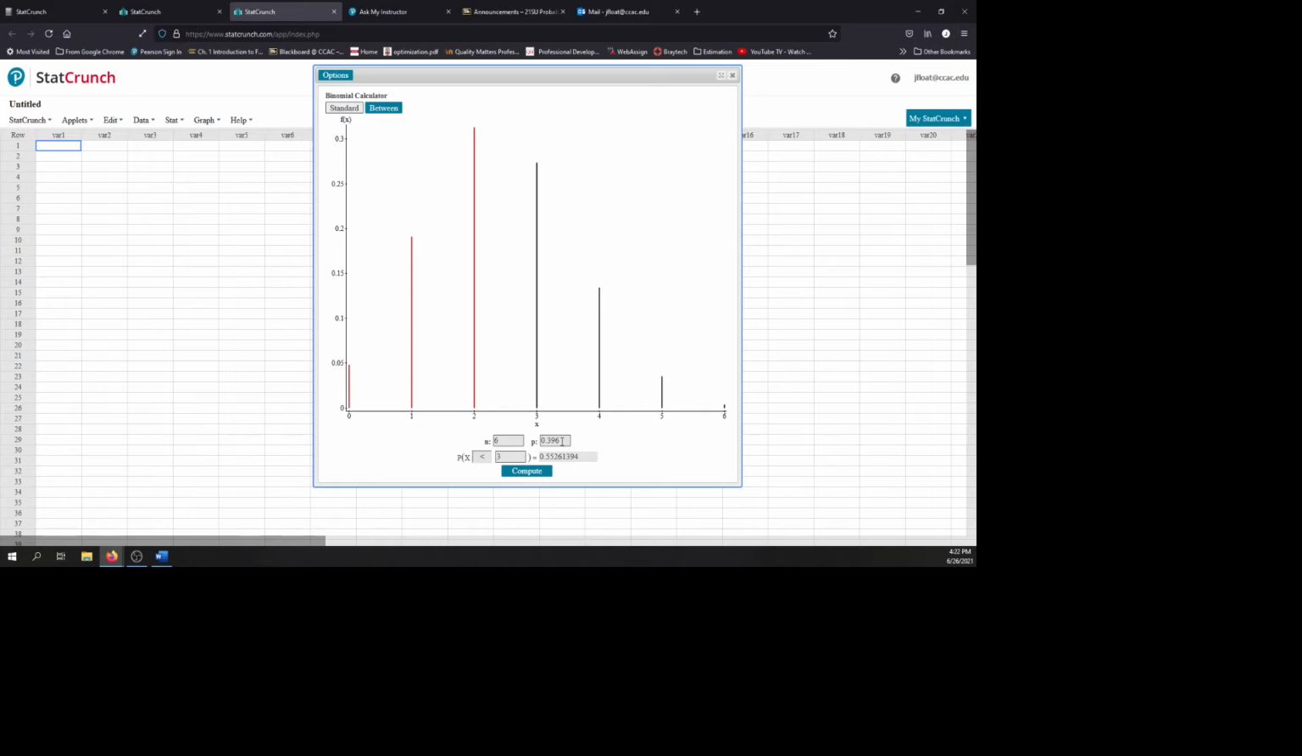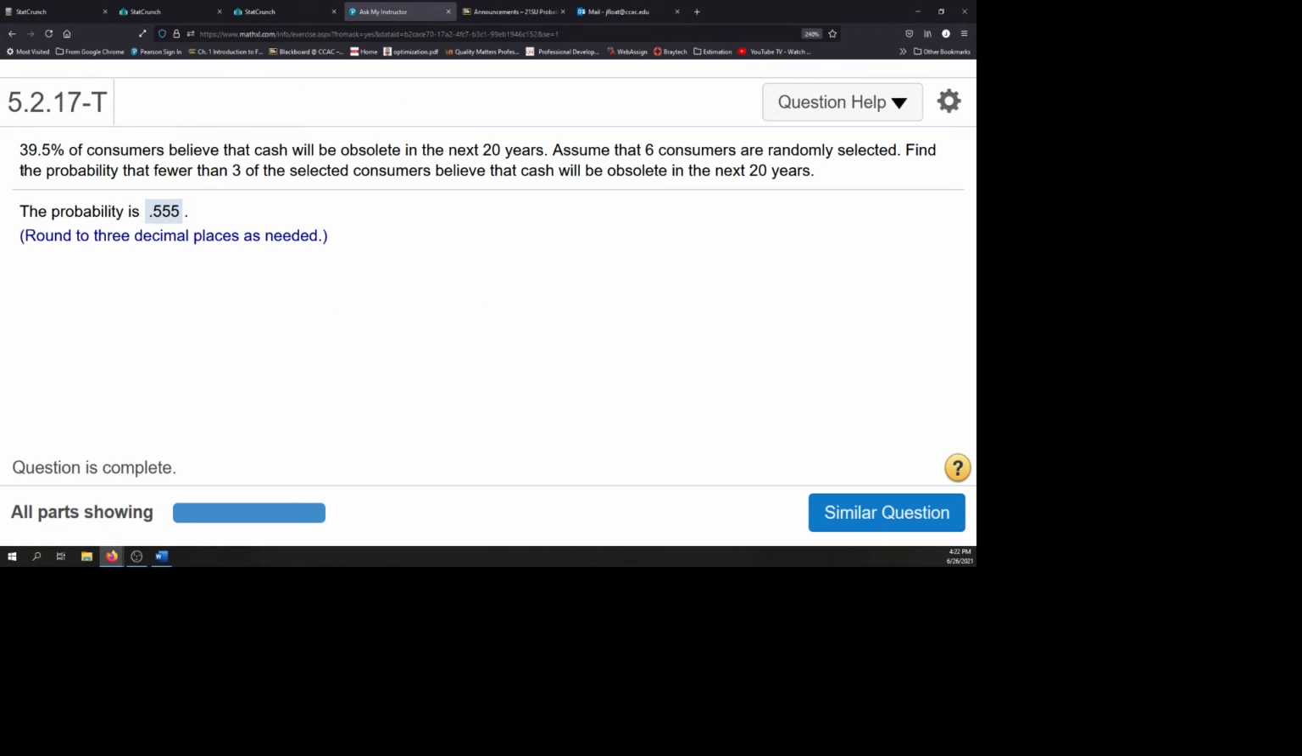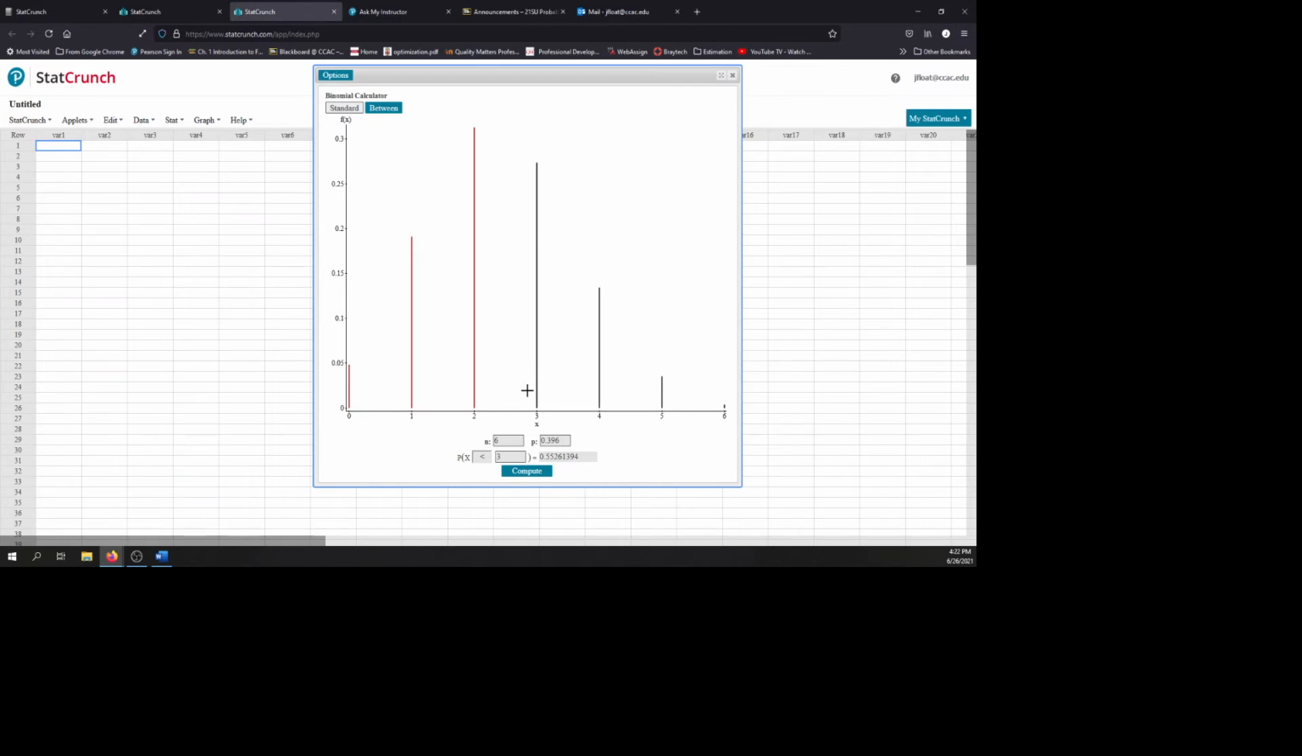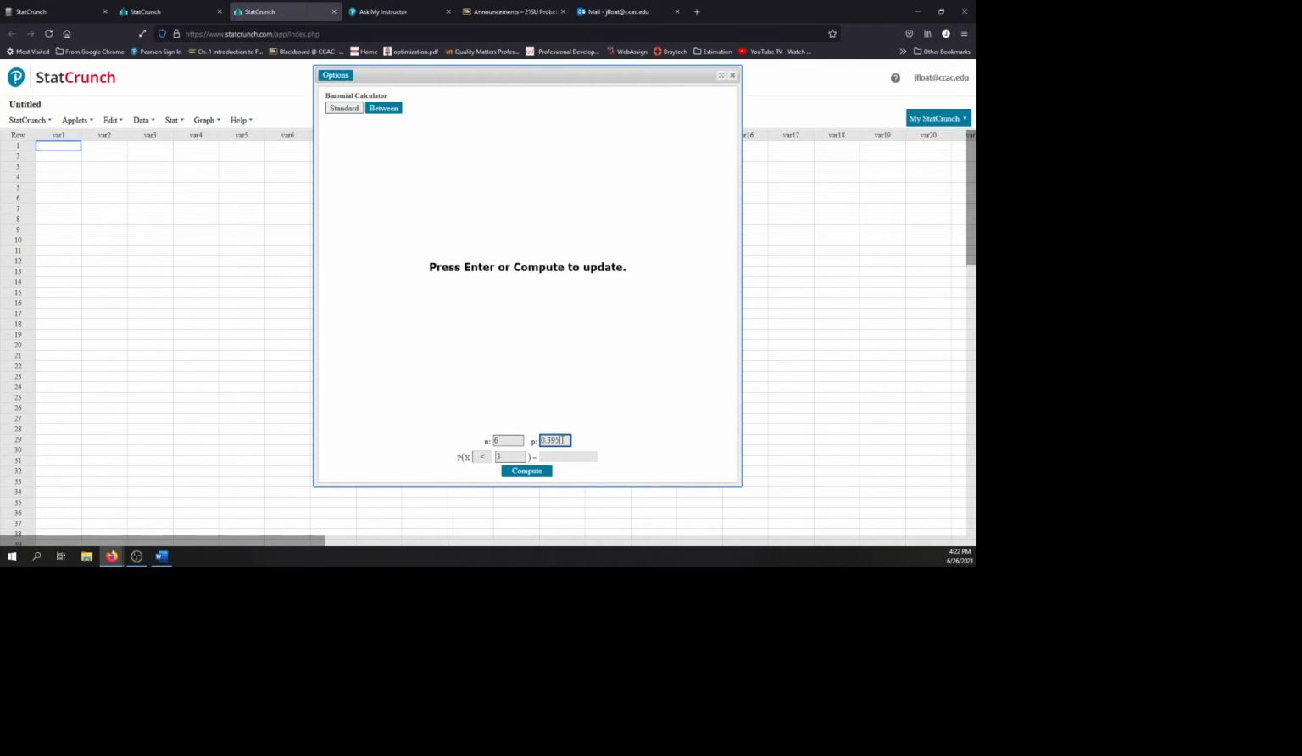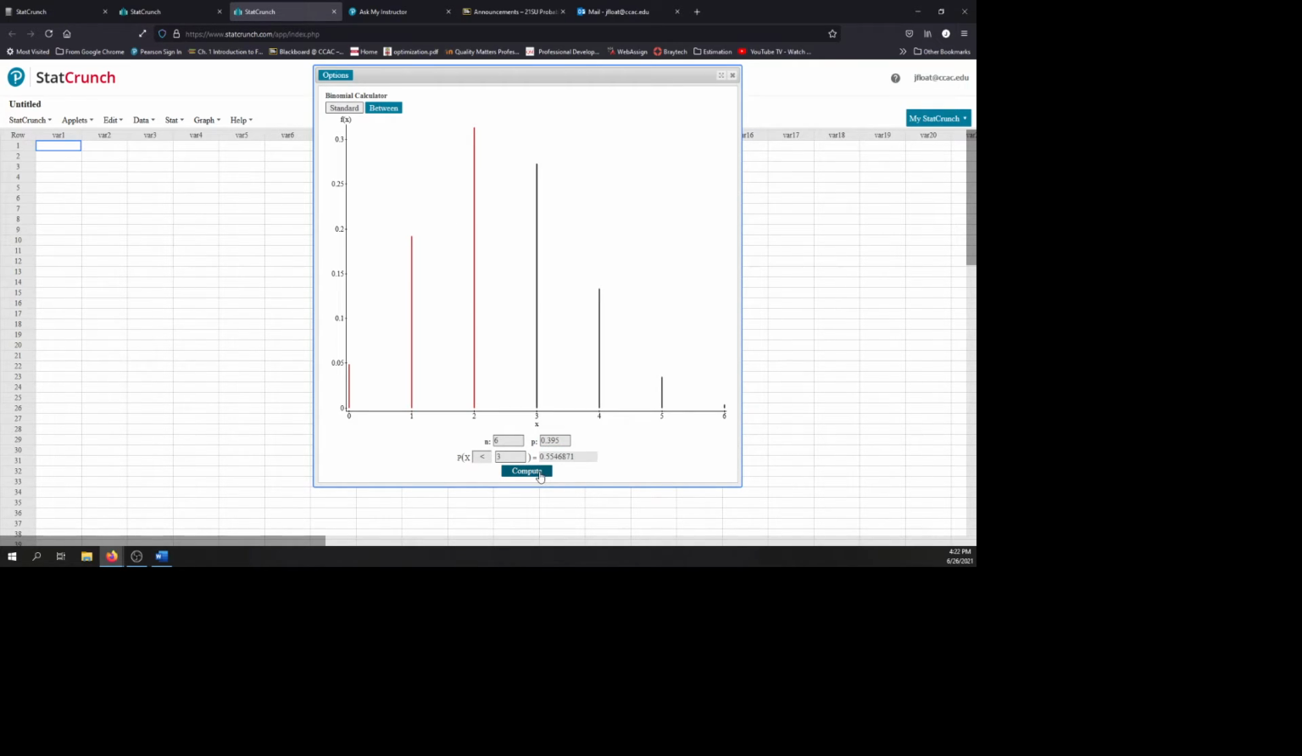Here's our answer. In fact, was it 0.36 or 0.395? So let me fix that real fast, because that will get you a wrong answer. There we go. So here's the probability of selecting fewer than 3 people who think cash is going to be obsolete in the next 20 years. Round to 3 decimal places, 0.555.